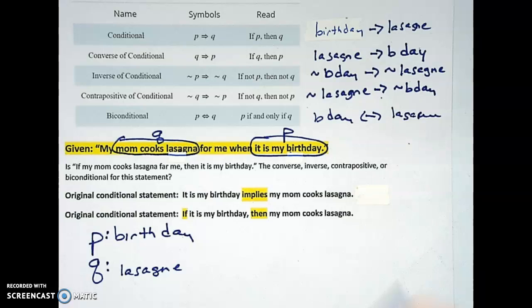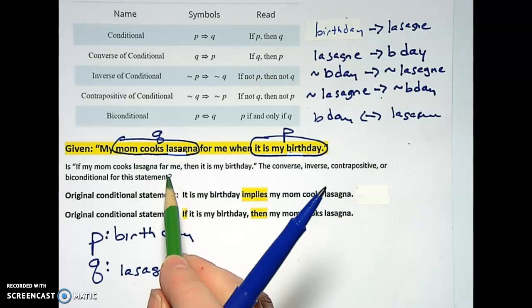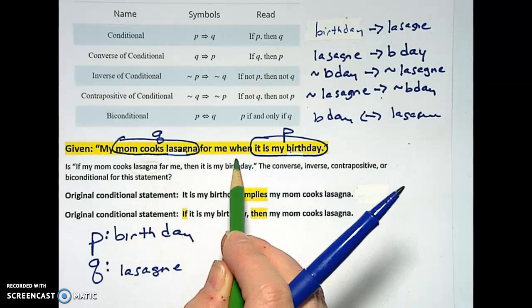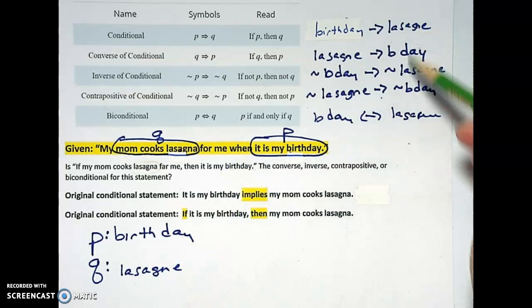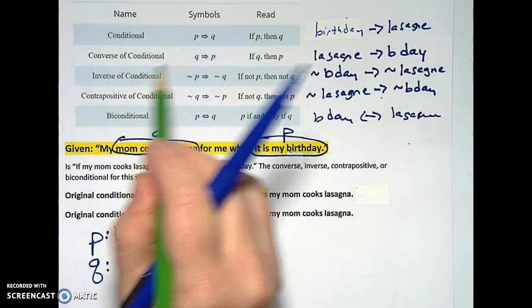And we'll talk about at other times which ones of these are equivalent and stuff like that with truth tables in other parts of the course. But right now, I just want to get at which one is this. So the question they're asking us is, if my mom cooks lasagna for me, then it is my birthday. So this says lasagna implies birthday. Which one of these is lasagna implies birthday? That is the converse of the conditional.